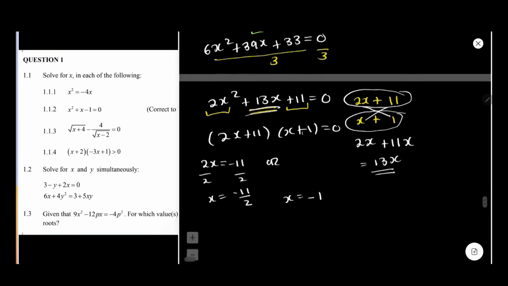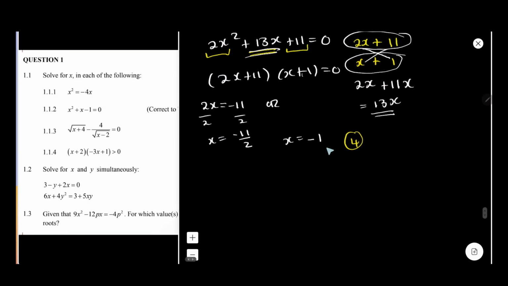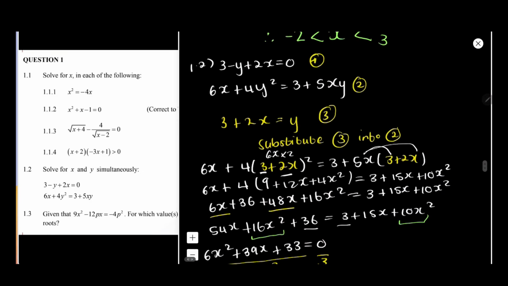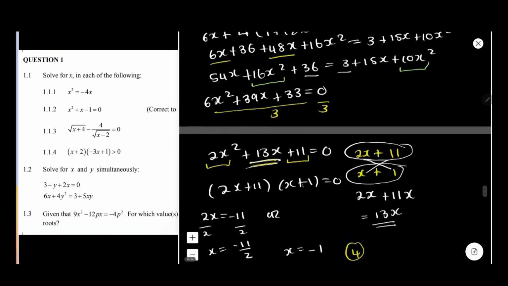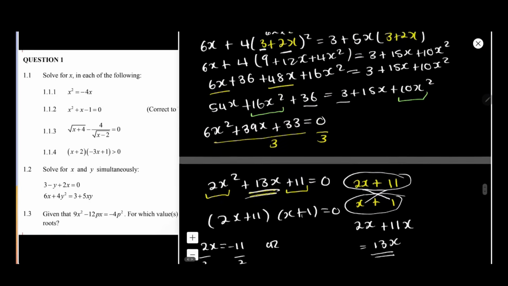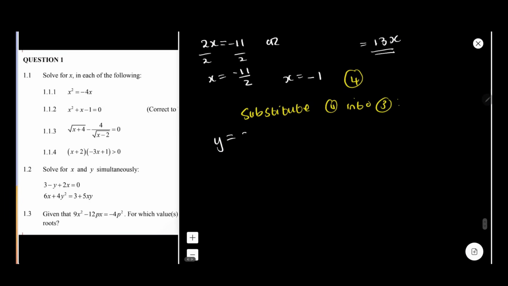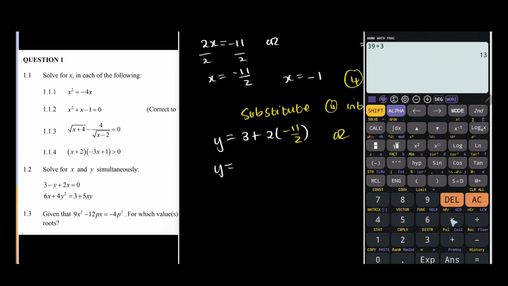We found x. Now that we solved for x, we need to solve for y. You can call this equation 4. The last step is to take equation 4 and substitute it into the equation of y, which is equation 3. So y is equal to 3 plus 2x. Y is equal to 3 plus 2, and in place of x, I'm putting negative 11 over 2. Or y is equal to 3 plus 2, and in place of x, we're putting negative 1. Just go ahead and punch that into the calculator.